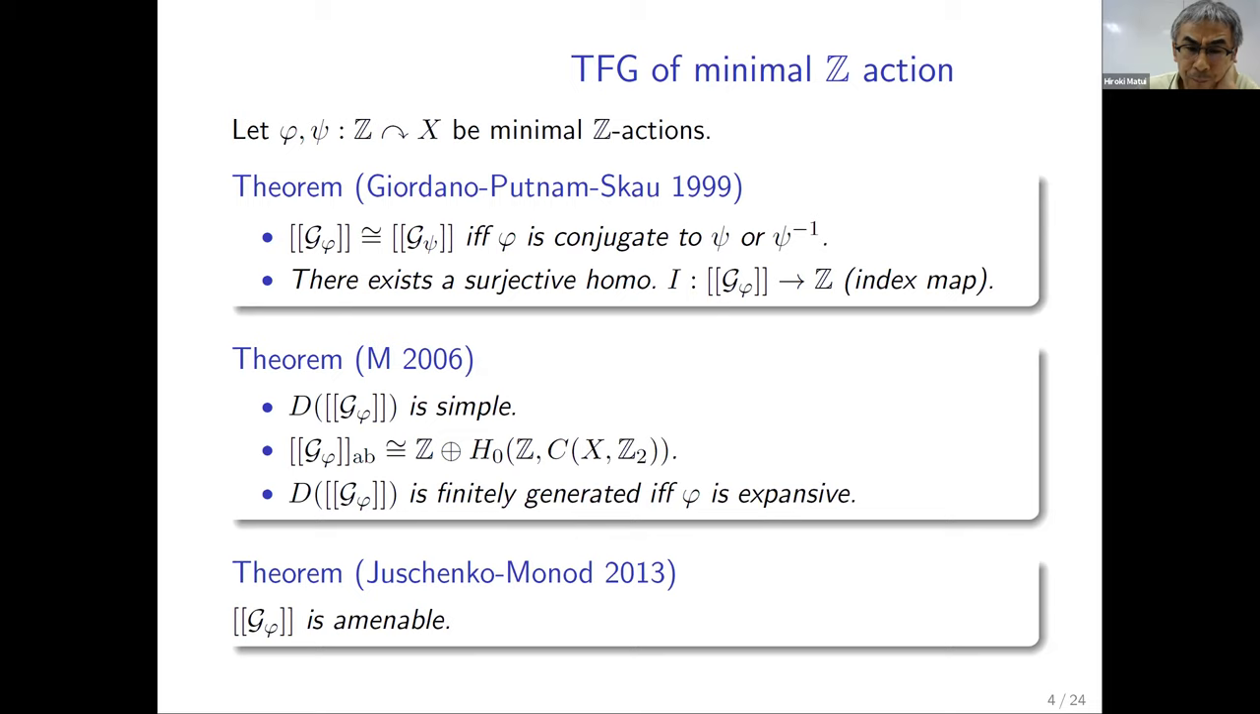And then, this is a deep theorem by Juschenko and Monod. It was proved that this group is amenable. So this gave a first example of a simple, finitely generated, amenable, infinite group, right? Yes. Okay, so this is the topological full group of a minimal Z action.